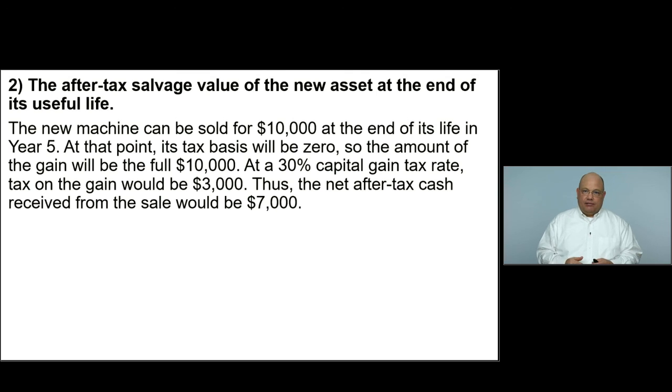Now the second cash flow is the after-tax salvage value of the new asset at the end of its useful life. Okay? It can be sold for $10,000 at the end of its life in year 5. At that point, the tax basis will be 0, so we'll have a $10,000 gain. We have that 30% capital gain tax rate, pay $3,000 in taxes. So the after-tax cash received from the sale of the new asset at the end of year 5 is $7,000. Okay? So that's what we've got so far.